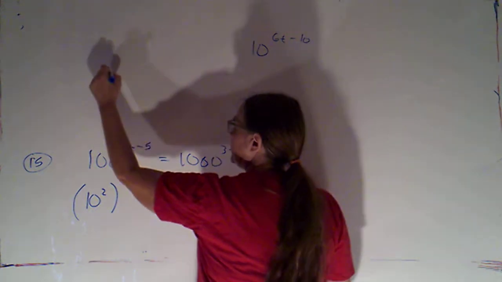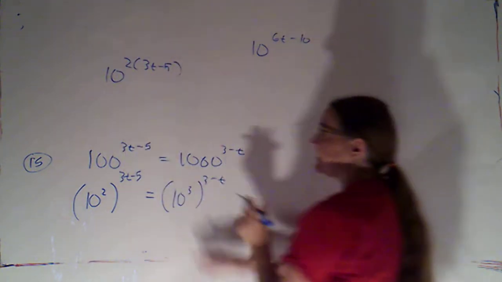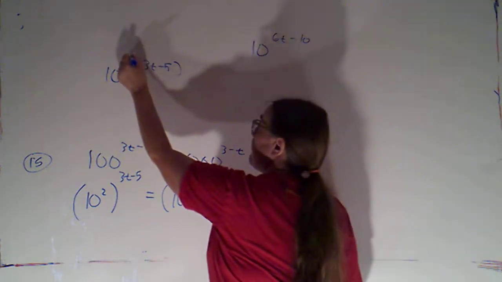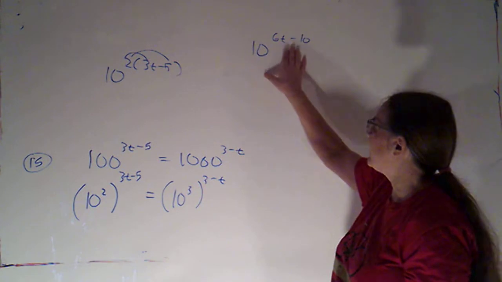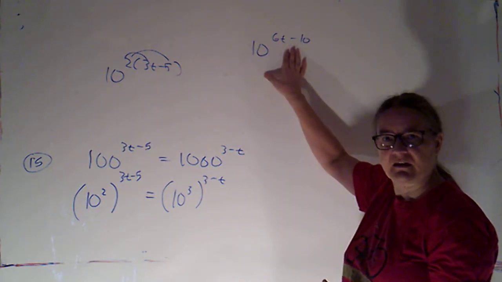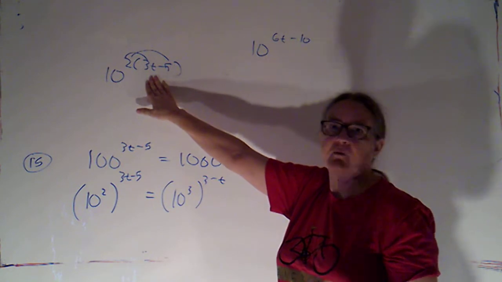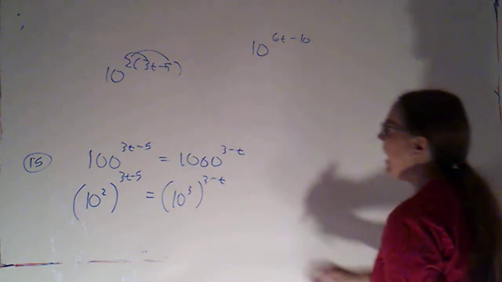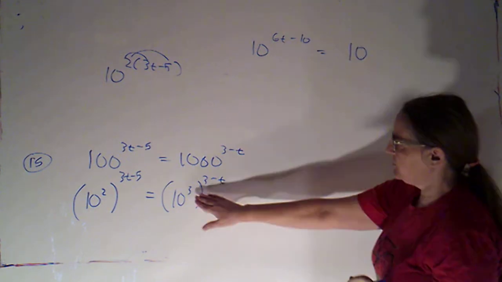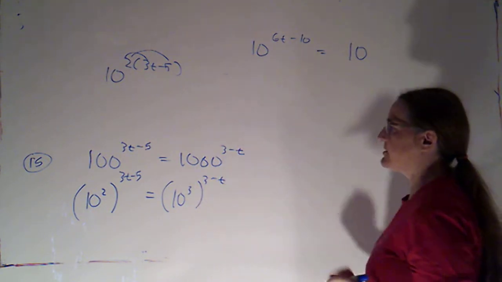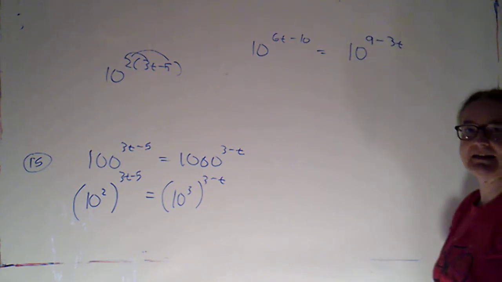Now, if you find it helpful to write 10 to the 2 times 3t minus 5 as a preliminary step and then distribute the 2, you can certainly do that. I'm just going straight to distributing things, but if you find it easier to write that out first, definitely worth the time. All right, so on the right-hand side, it'll be 10 to the, we're multiplying 3 times 3 minus t, so that's going to be 9 minus 3t.